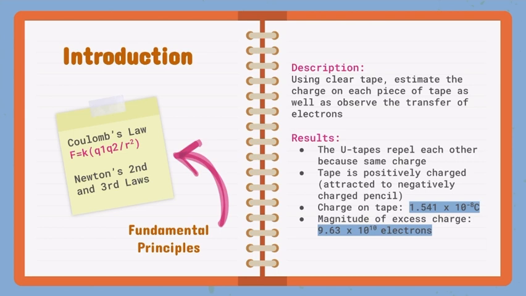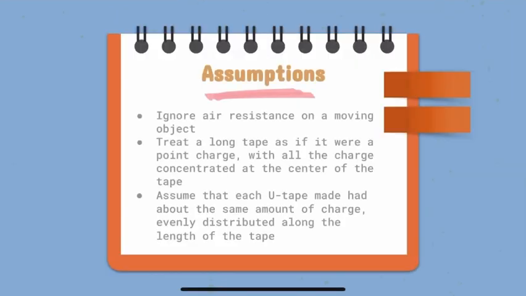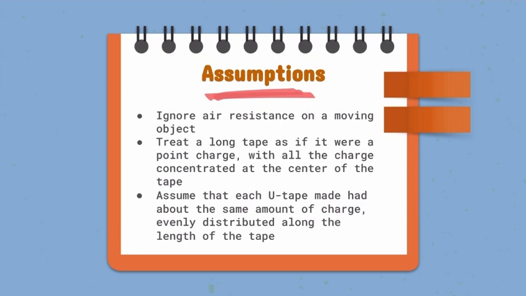Here's a brief overview of the results for my lab, but I will delve more into how I got these throughout the video. Before conducting the experiment, some assumptions were made in order to simplify the problem. These include ignoring air resistance on moving objects, treating the long strips of tape as point charges with all of the charge concentrated at the center, and assuming that each U-tape had approximately the same charge evenly distributed along the tape.